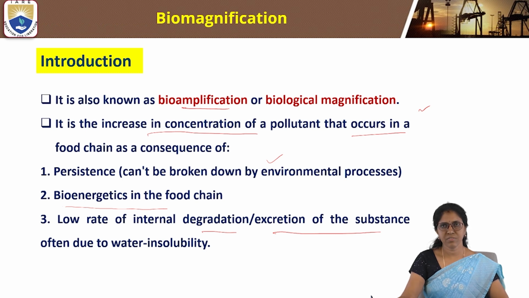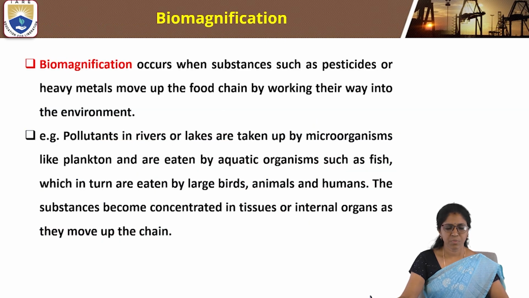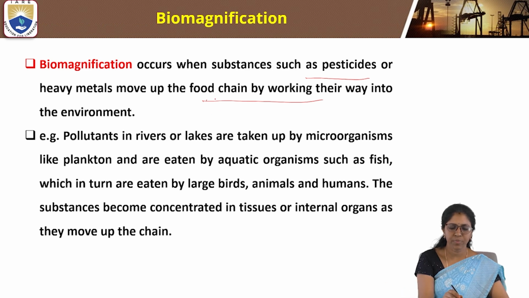So biomagnification occurs when substances such as pesticides, fertilizers, heavy metals, or any pollutants move up the food chain by working their way into the environment.